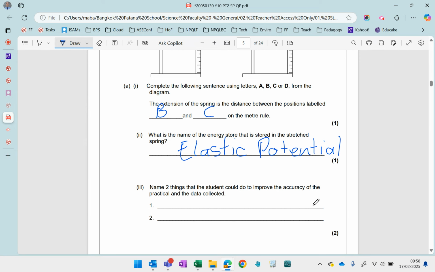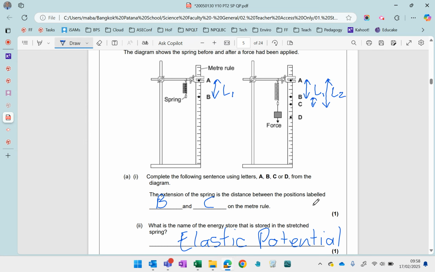Two things that the student can do to improve the accuracy of the practical and the data collected, right? So, how can we make sure that the results that we're getting are accurate? Well, one thing that you could do is when you're taking the results, you could bend your knees so that you're at eye level. Actually that's not what we're looking for, is it? Sorry, you're measuring from that point on the spring there. So we need a way of making sure that we're measuring horizontally across to the ruler, and one way to do that is to bend down and get to eye level.